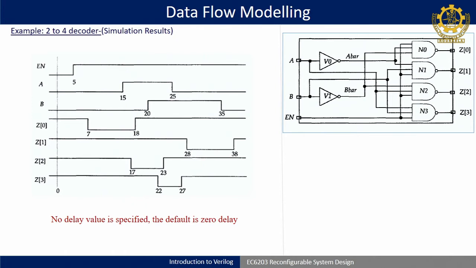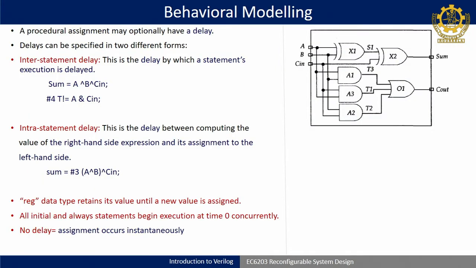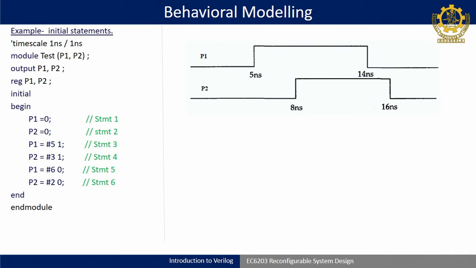Then we saw behavioral modeling followed by inter and intra statement delay. We created a waveform by using the initial statement. Initially P1 is 0, P2 is also 0. After 5 nanoseconds, P1 becomes 1. Again, 5 plus 3, at 8 nanoseconds, P2 becomes 1. After 8 plus 6, at 14 nanoseconds, P1 becomes 0, and 14 plus 2, at 16 nanoseconds, P2 becomes 0. As you are putting a begin and end here, this is called a sequential block.